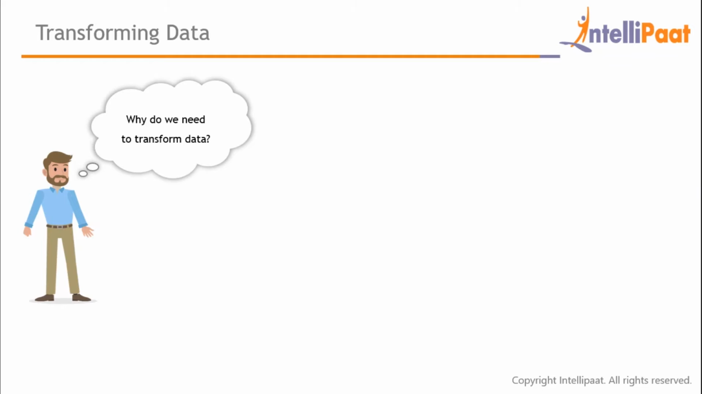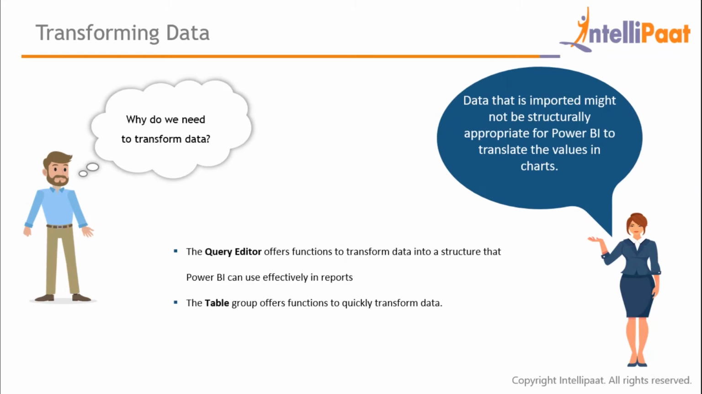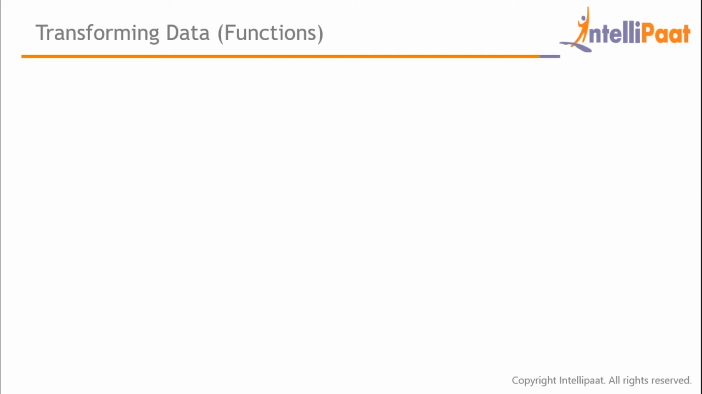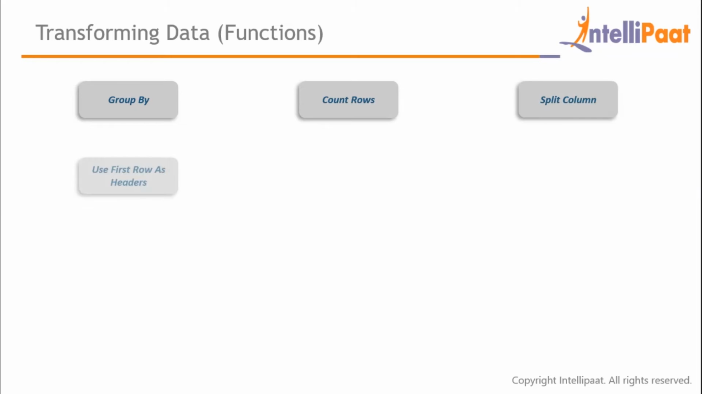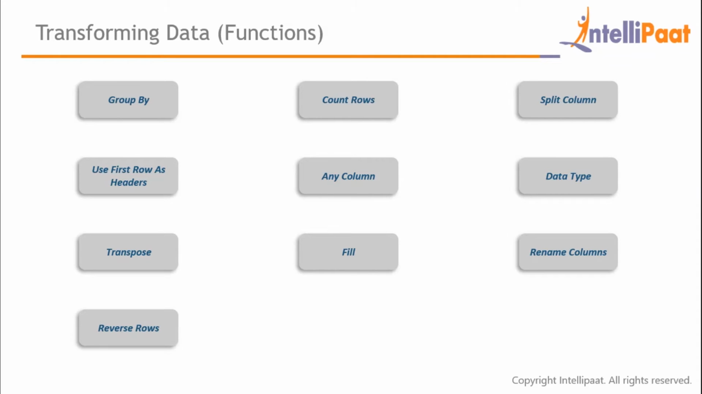Now Tom wants to know, why do we need to transform data? If data is not structurally appropriate, we might have to transform it. And this can be done using the query editor. In addition, the table group offers functions to quickly transform data. So what are these functions? These are group by, count rows, split column, use first row as headers, any column, data type, transpose, fill, rename columns, reverse rows, move, and replace values and errors.